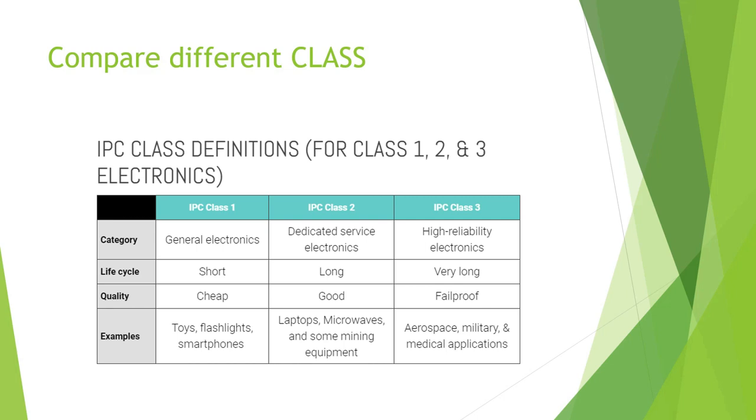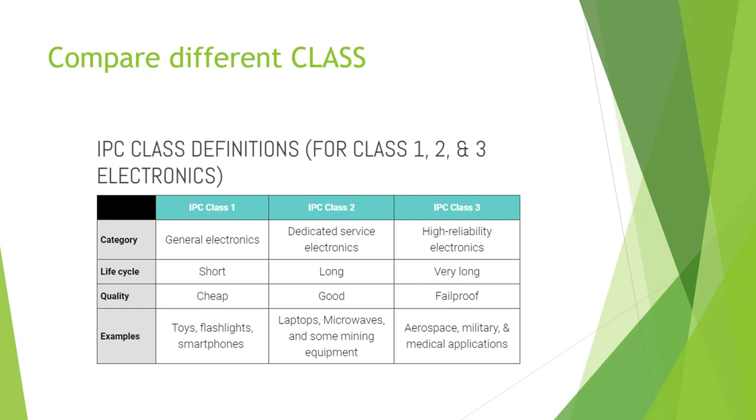It never fails. Take an application like a medical application, when you're making a pacemaker, a device which connects inside your human body. It shouldn't fail, never fails. There is no possibility of failure. So aerospace and military come under very high quality products. Then class 2 has laptops, microwaves, and some mining equipment. The IPC class 1 products are toys, flashlights, and smartphones.